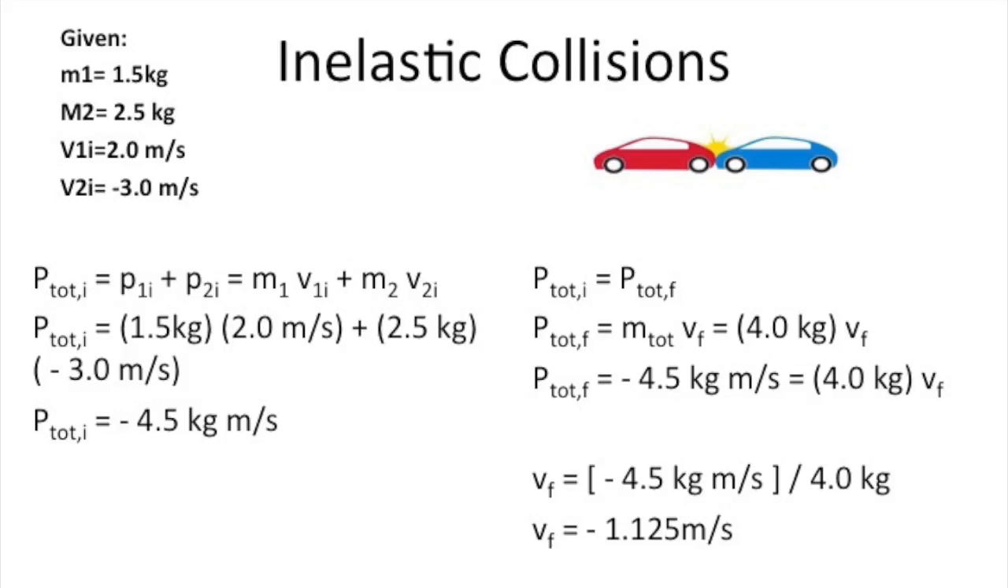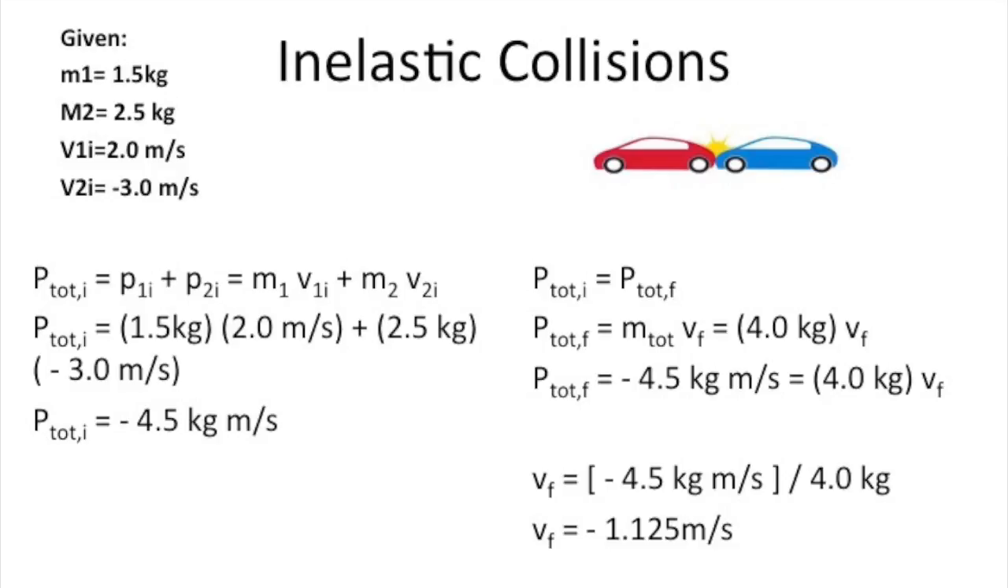In an inelastic collision, the initial total momentum is equal to the sum of mass times velocity of each car. To solve for the initial total momentum, we can plug in our givens for the following equation: P total equals P1 plus P2. Great! Now we solve for our initial momentum. Next, we can solve for the final velocity.